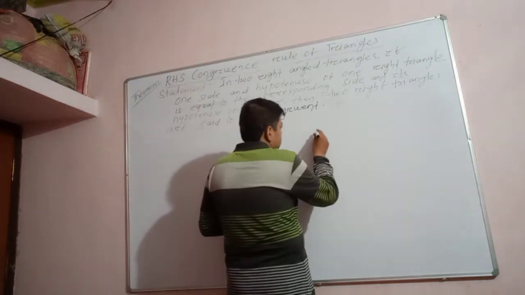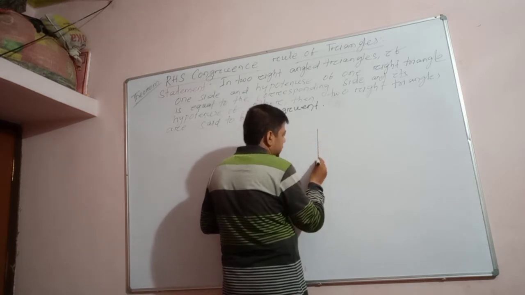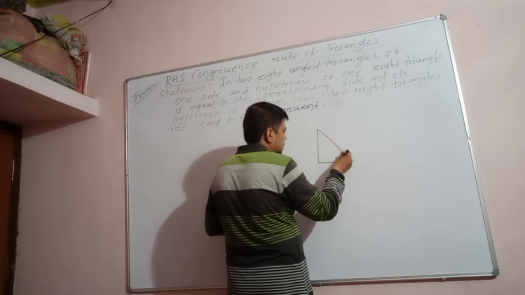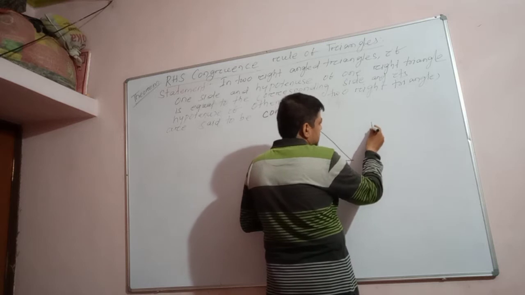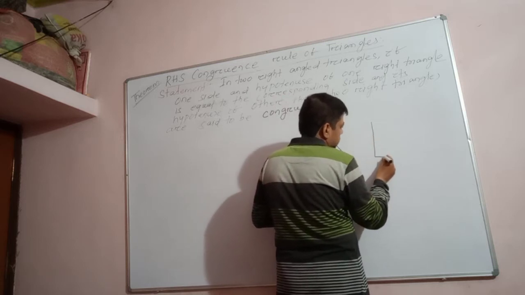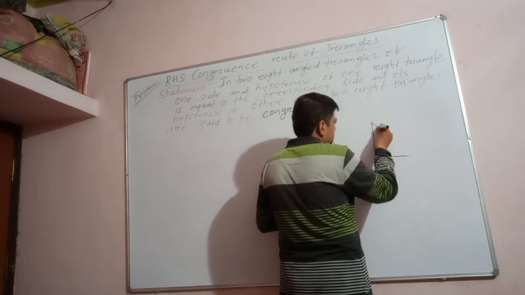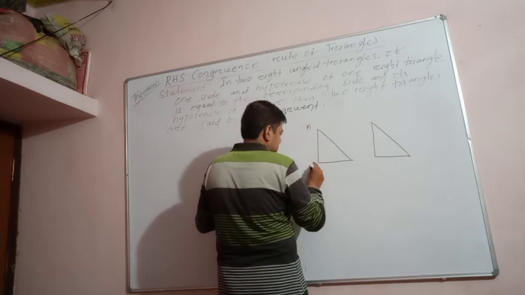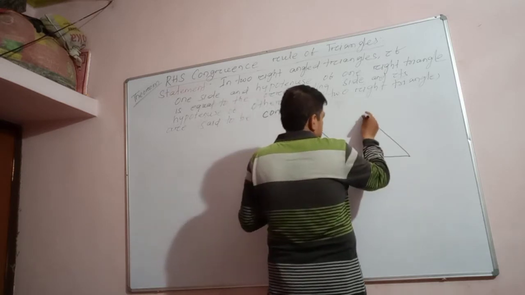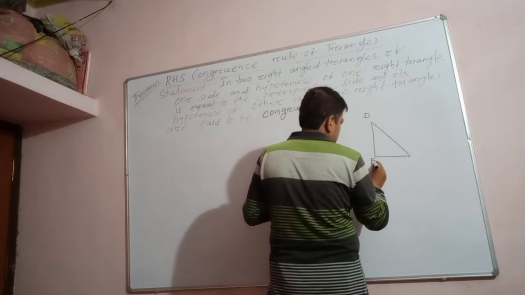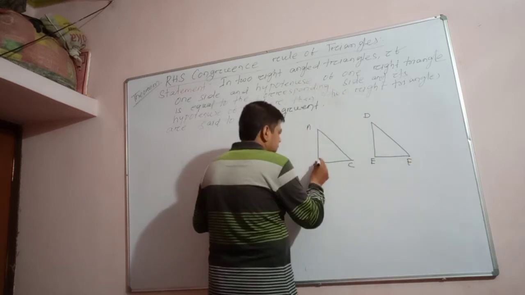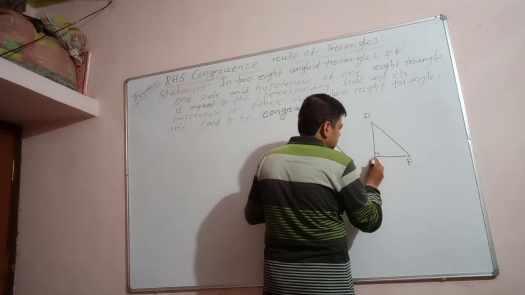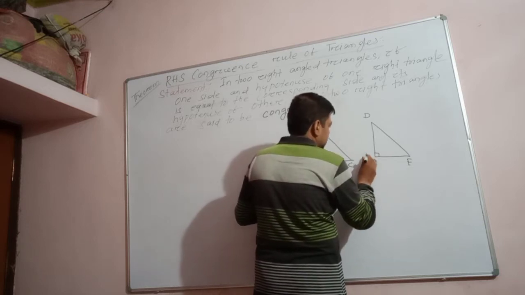So let us draw two right triangles. Here, another right triangle. Now let us give the names: ABC and DEF are the two right-angled triangles. Here angle B is 90 degrees and angle E is 90 degrees.